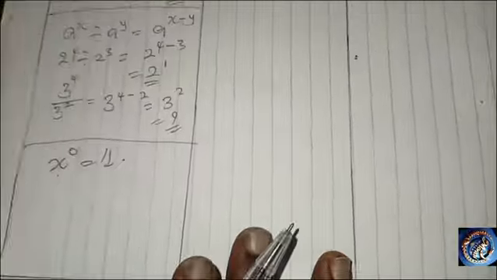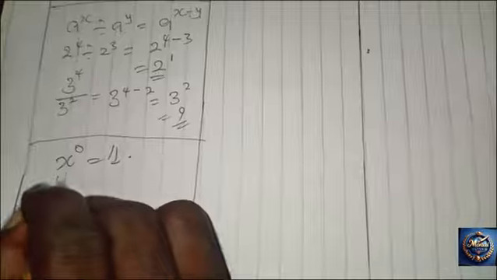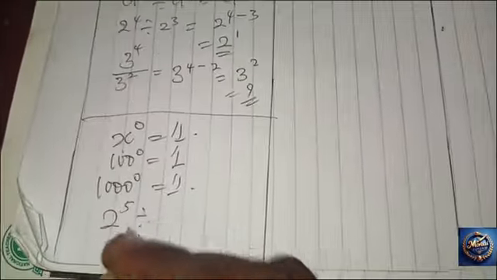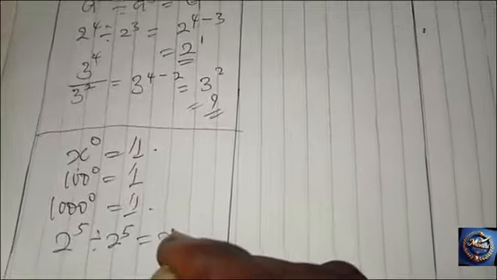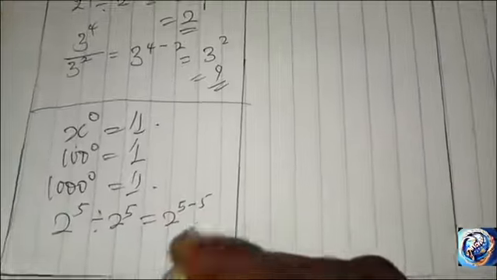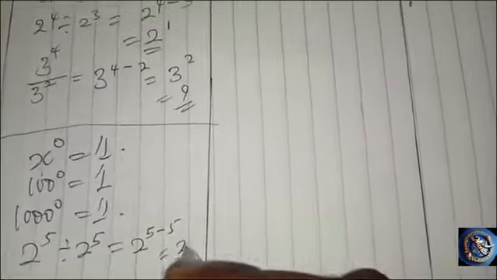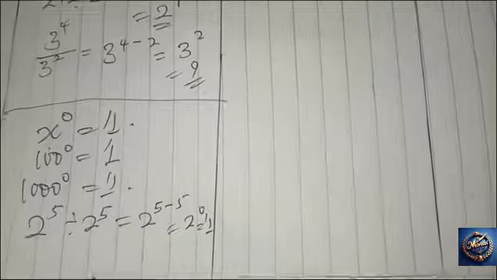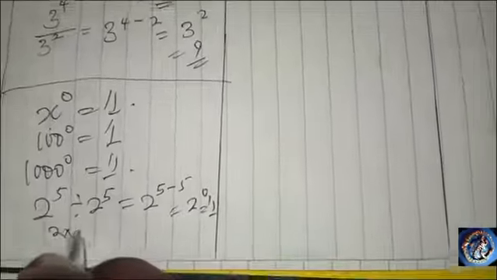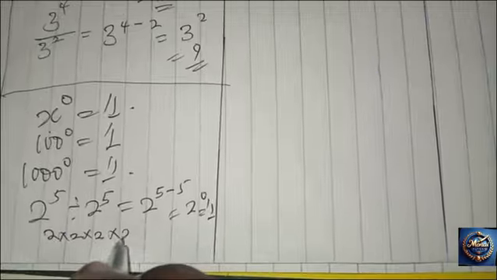An example is this: if I have 1,000 raised to power 0, it is equal to 1. If I have 2 raised to power 5 divided by 2 raised to power 5, that is going to give you 2 raised to power 5 minus 5, which is equal to 2 raised to power 0, which is equal to 1. This one can be simplified by writing 2 times 2 times 2 times 2 times 2.